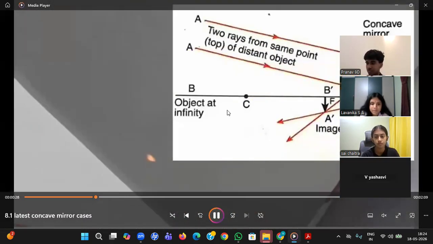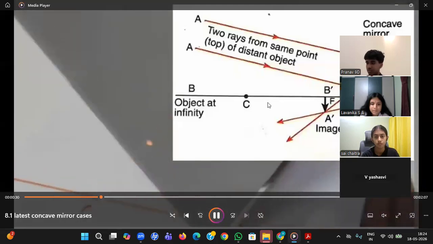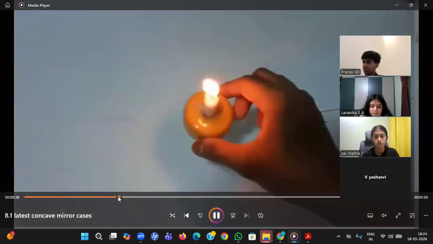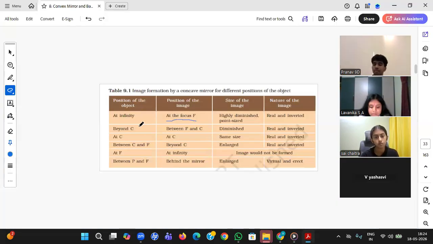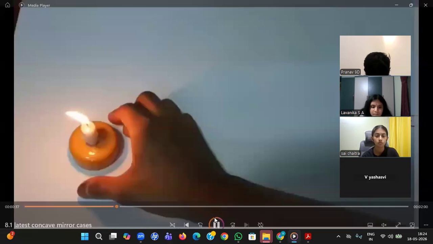Okay, so don't look at this here, student. This is somewhat of a wrong diagram. What I show is okay. Now case number two. What is case number two? Object is to be kept beyond C or between C and infinity. Both are right. So just before C, I'll keep the object.